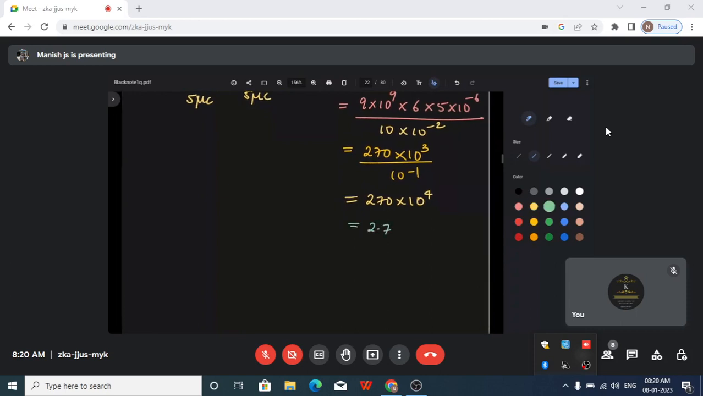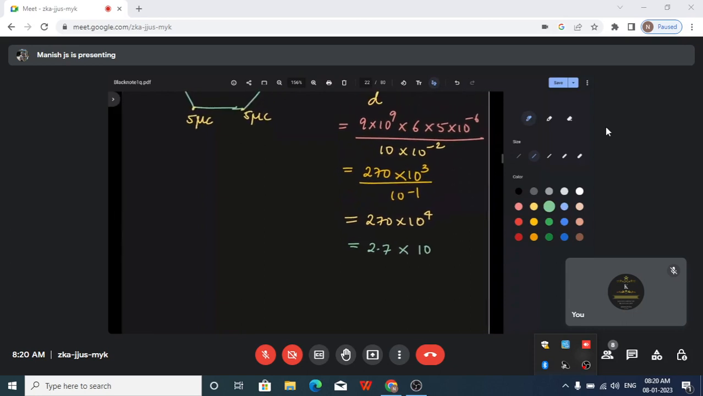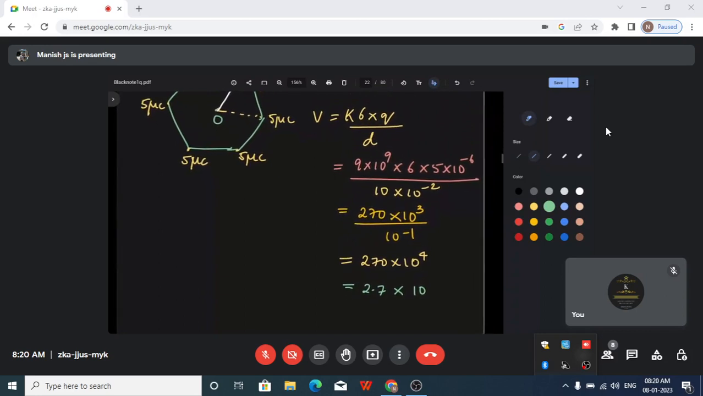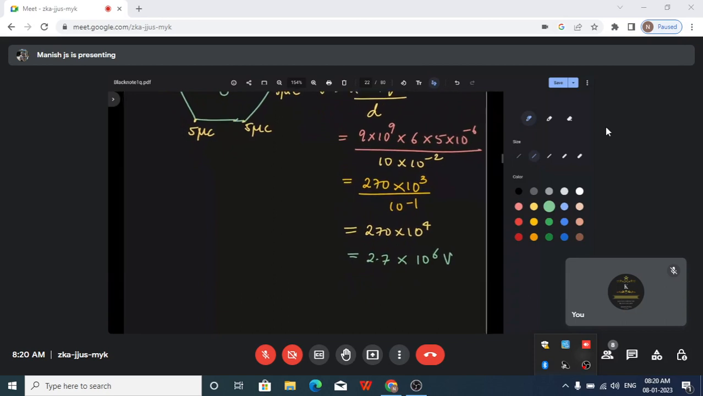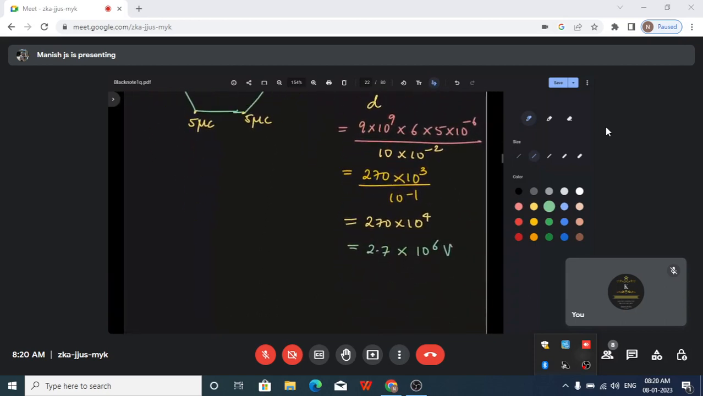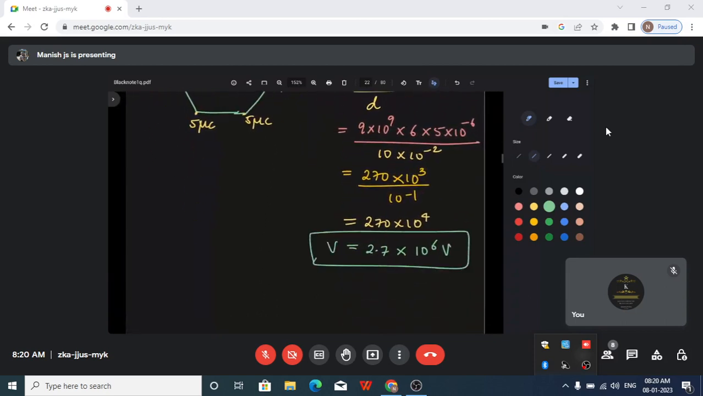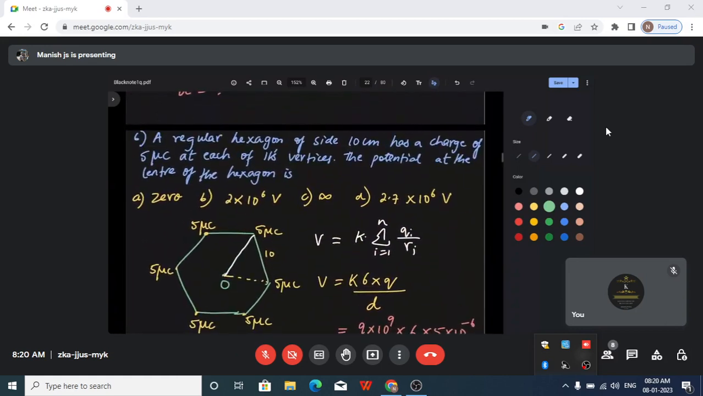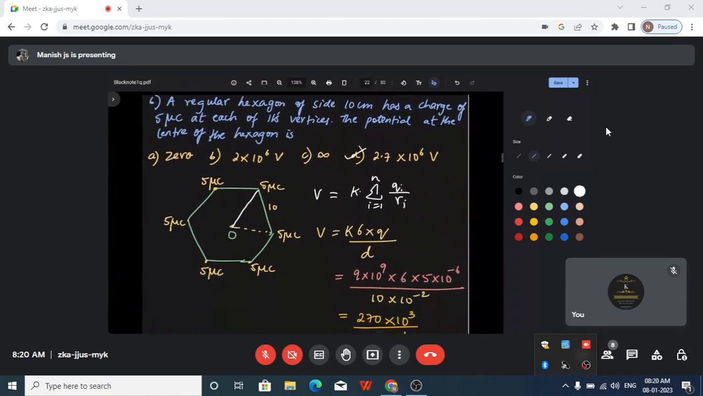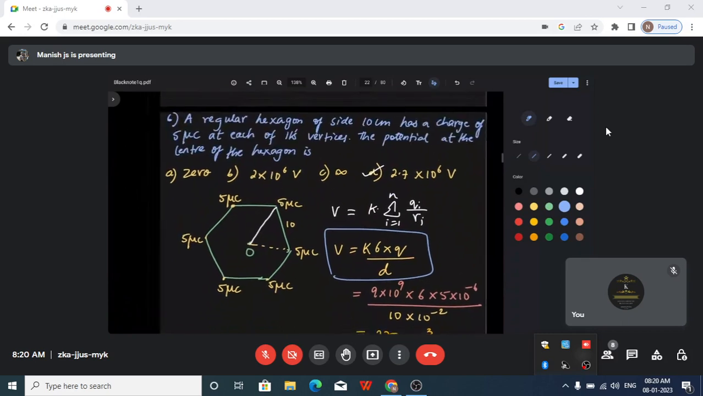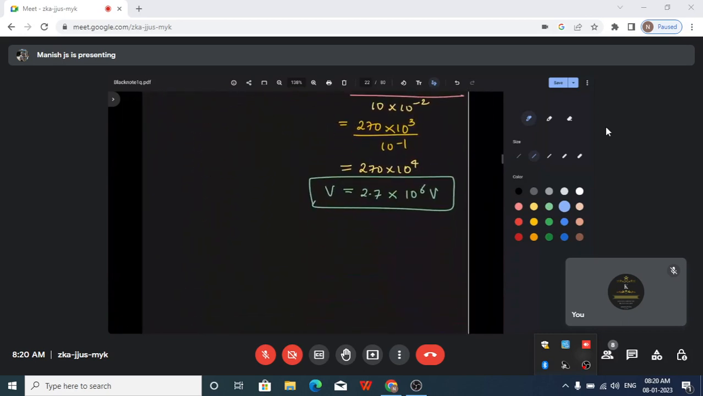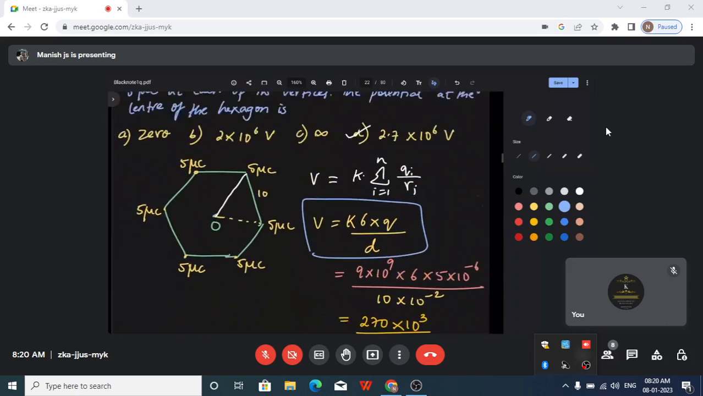Isn't it? And you simplify it, write significant figures. So you'll get 2.7 into 10 to the power. The decimal places are moving towards the left, so you need to increase the power. So 6. That's all. So it's 2.7 times 10 power 6 volts. Okay, that is the potential at the center, and hence the answer is option D. Understood? This is how you solve it. That's it. So here we have generalized for the hexagon. Okay, so now moving on to the next question.